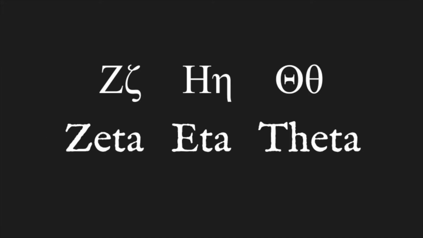Next we have zeta, eta, and theta. Zeta makes Z sounds, Z. Eta typically makes A sounds. I like to remember this by thinking A, ta, it makes A sounds. Theta makes TH sounds, so th. Next, we have iota and kappa. Iota makes I sounds, so I, E, any of those I sounds. And kappa makes K sounds, k.